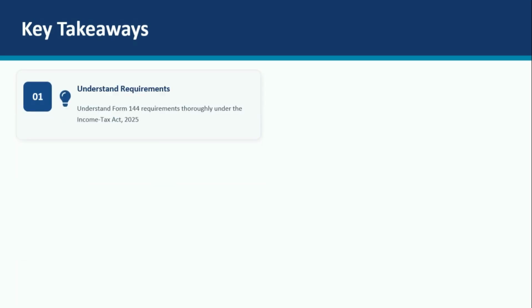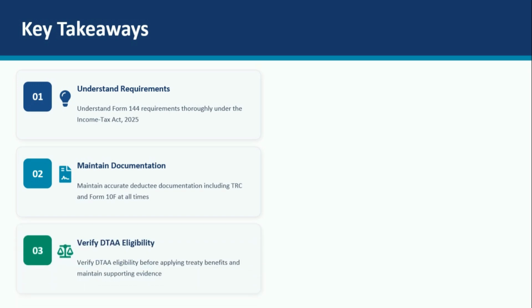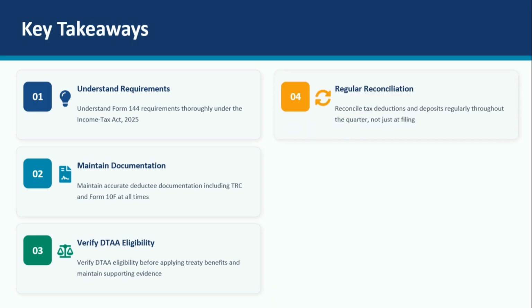Let's quickly recap the key takeaways from this module. First, understand the filing requirements thoroughly and stay updated with the applicable provisions before preparing the return. Second, maintain complete and accurate documentation, including essential documents such as the TRC and Form 10F, to support compliance. Third, verify DTAA eligibility before applying treaty benefits, and ensure all supporting evidence is in place. Fourth, reconcile TDS deductions and tax deposits regularly throughout the quarter, rather than waiting until the filing deadline.